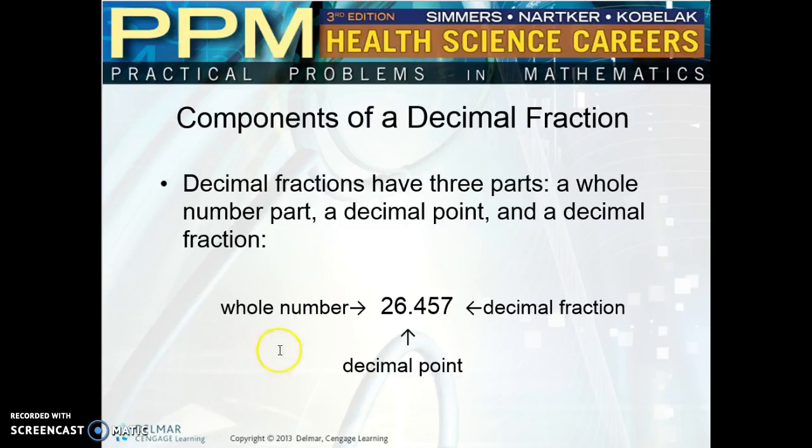A decimal fraction, again, is simply a decimal number where you have a whole number piece, which is this piece right here. Then you have the decimal point, and then you have the fractional piece, which is this piece to the right of the decimal point. So when we talk about a decimal fraction, all we're talking about is numbers that include decimals. If you have a decimal point and numbers after it, that's a decimal fraction.